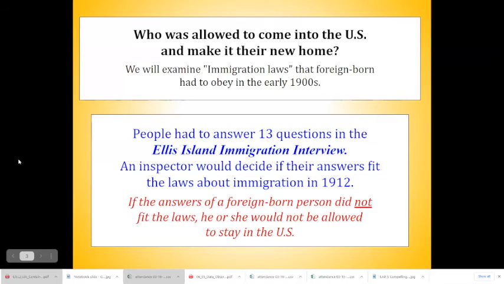So who was allowed? Well, the first thing they had to do is answer 13 questions with an immigration interview. So the inspector would then decide if their answers fit the laws in 1912. And if they did not fit the laws, they would not be allowed to enter or stay.